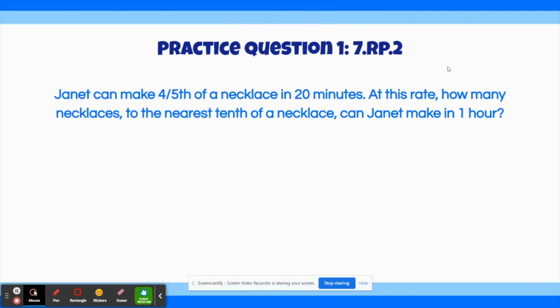Okay, so the first question says, Janet can make 4/5 of a necklace in 20 minutes. At this rate, how many necklaces to the nearest tenth of a necklace can Janet make in an hour? So now you can pause the video and try to solve this problem on your own. When you're ready to see the solution, hit the play button.